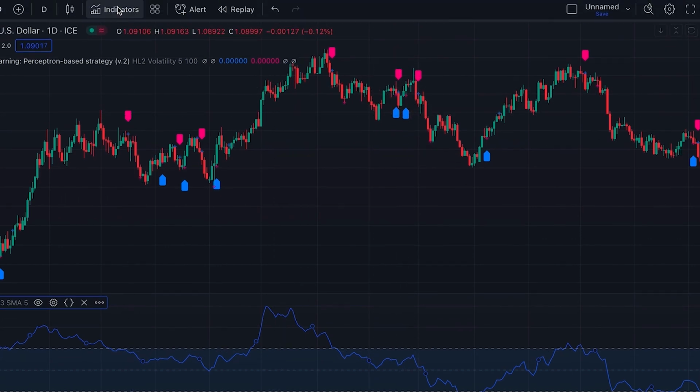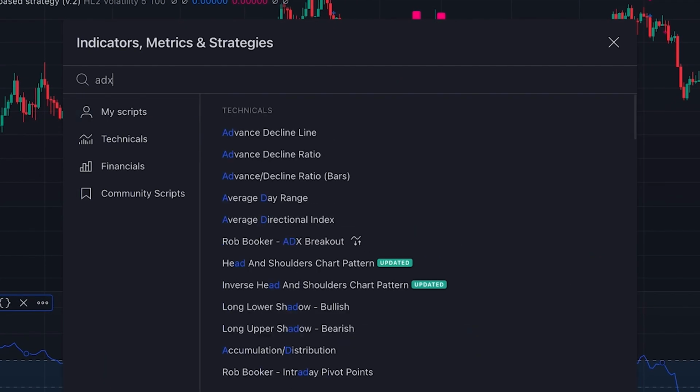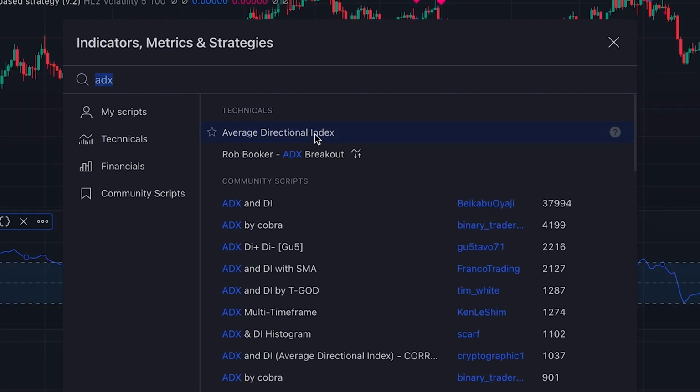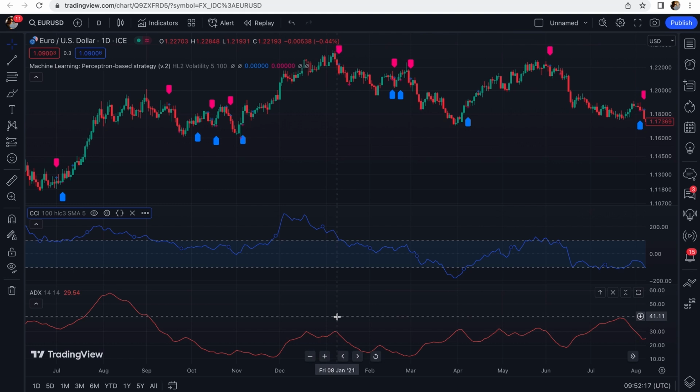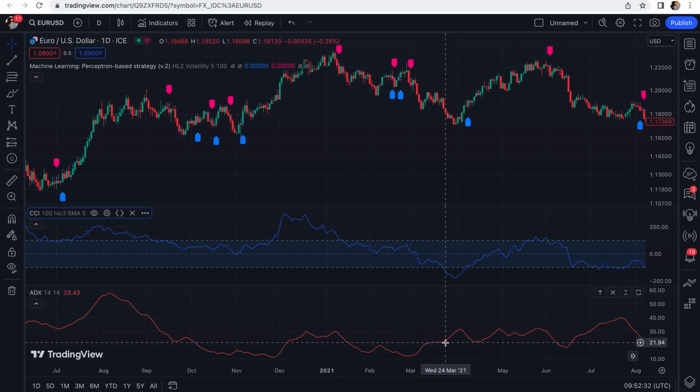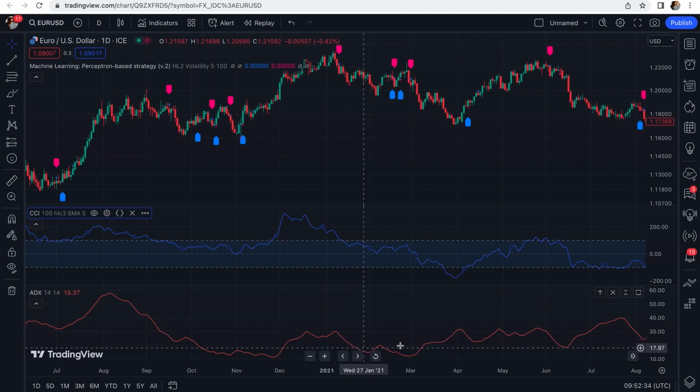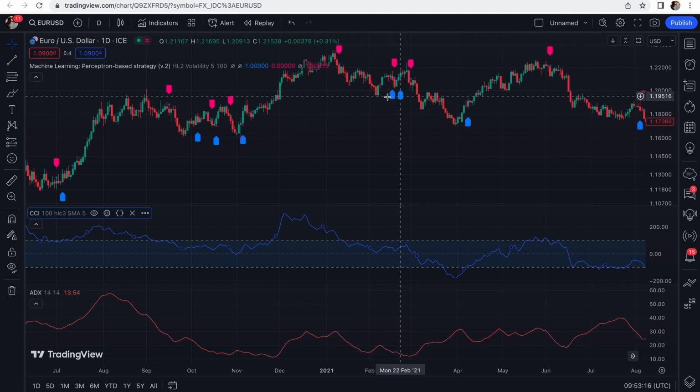We can add another layer of filtration like ADX, this one, Average Directional Index, which will help us to know if the market is trending or not trending. If you're familiar with this indicator, you know that in times that the ADX line is below 20, it shows a non-trending market. So by the help of ADX, we could easily avoid these two buy signals since the ADX line is below 20.